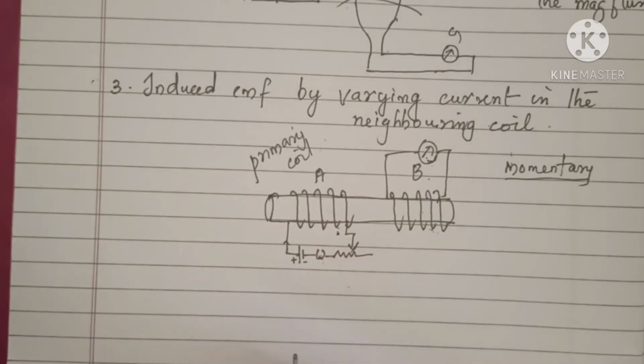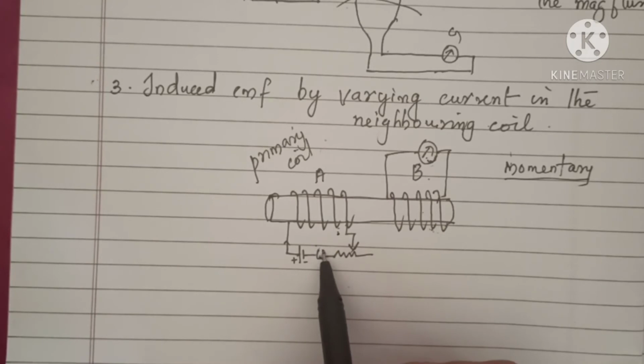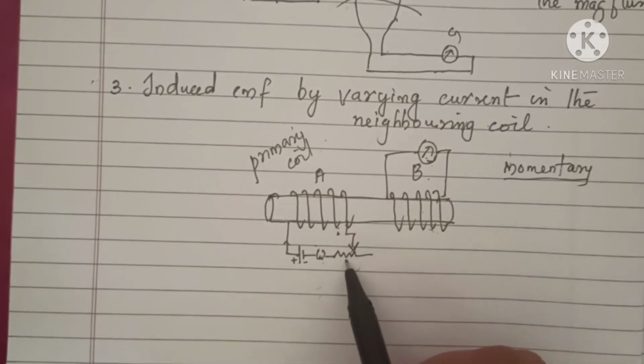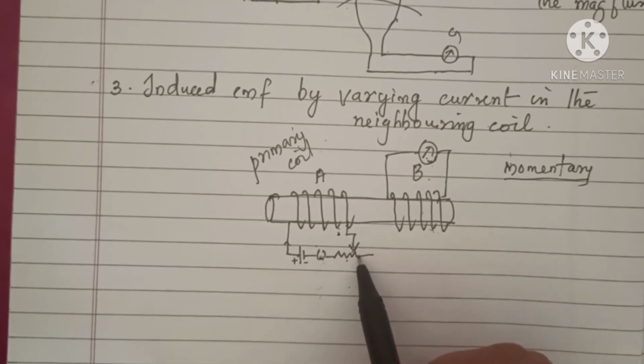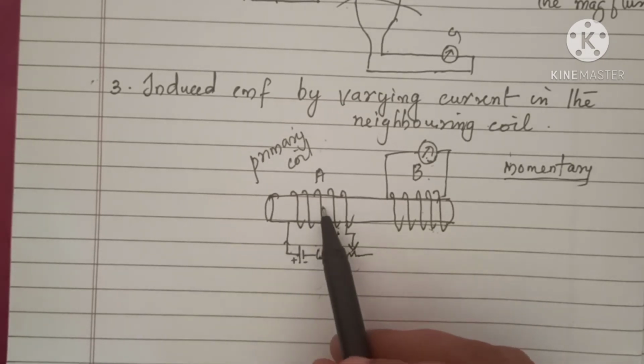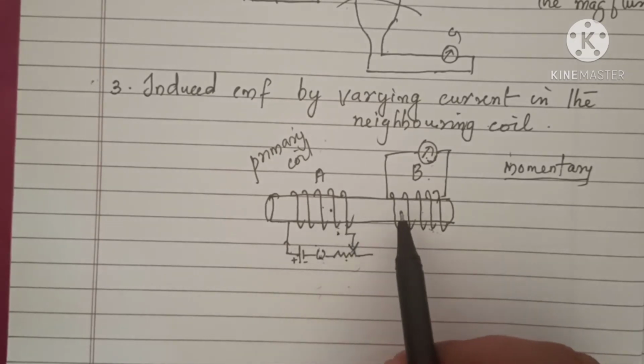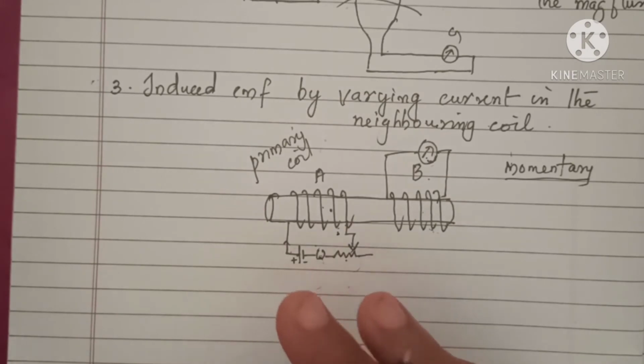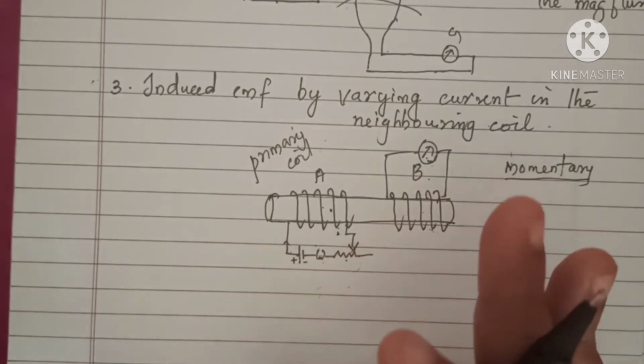Third is, as the current in the primary coil is increased, how? By using a rheostat. So by using the rheostat, when you are increasing the amount of current passing through the primary coil, the induced current flows in the secondary in the same direction as that at the make of the primary circuit.